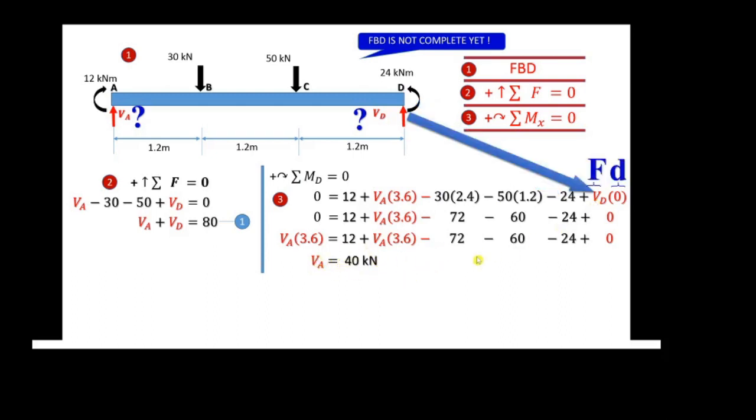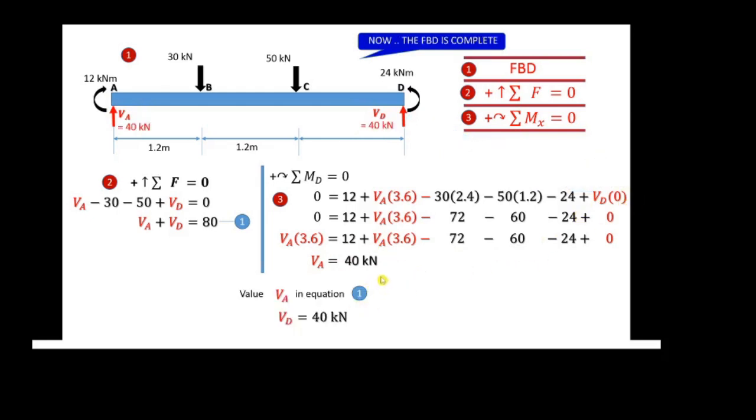For this VD, the distance is zero. You can get 40 here. With VA and equation 1, you can get VD equal to 40 kilonewton. Now, our FBD is complete.